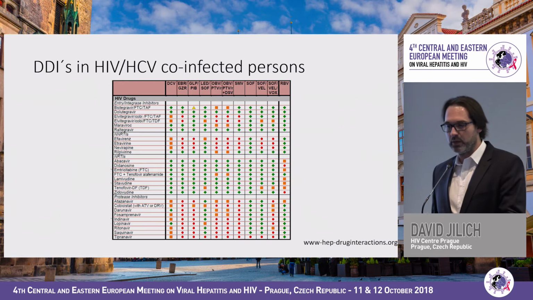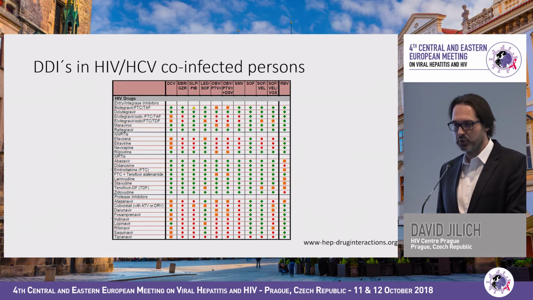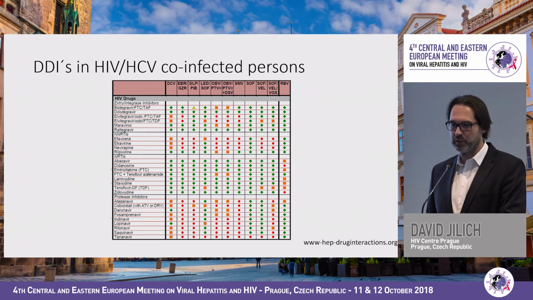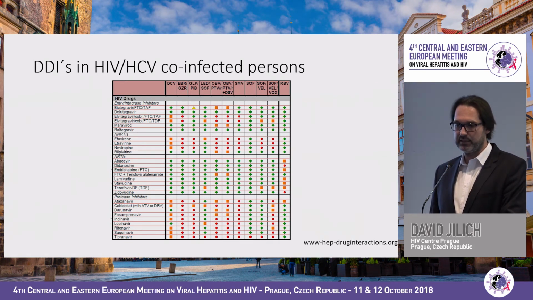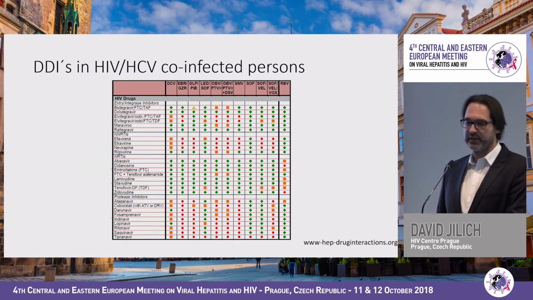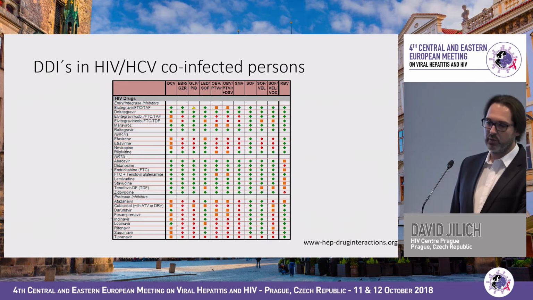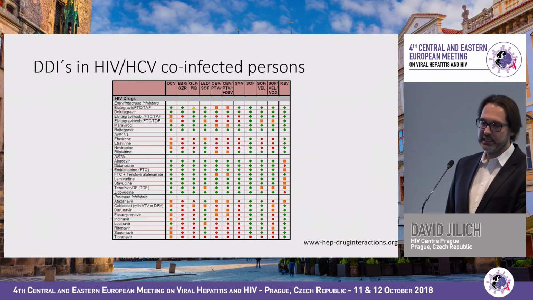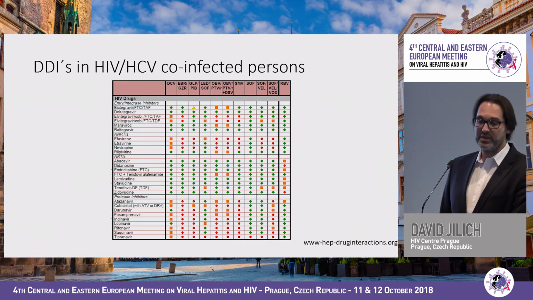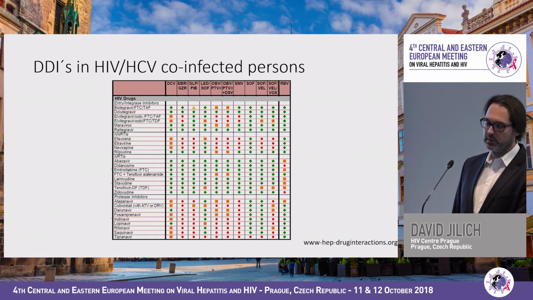DDI is a large group of potential problems and solutions. Victor was speaking about hepatitis C, HIV co-infected patients, so we also have to be very careful of potential DDIs when we start, or before we start, treating the patient with DAAs.